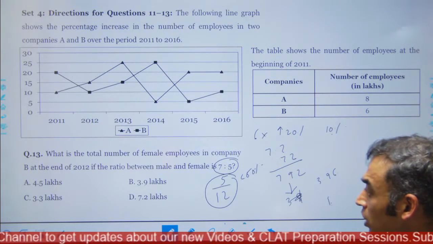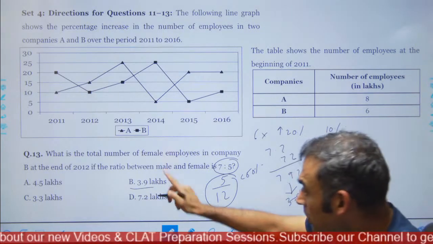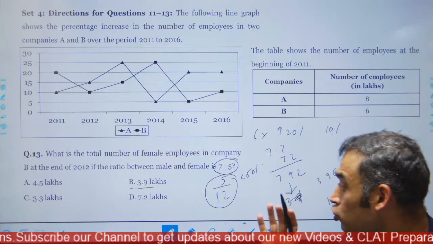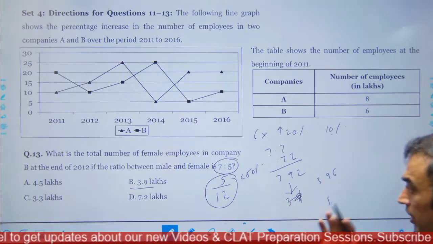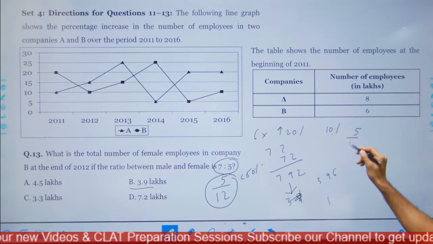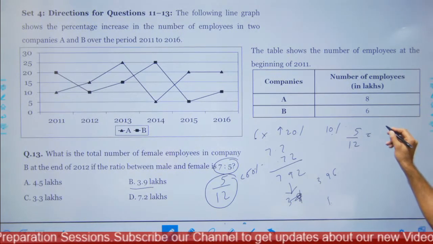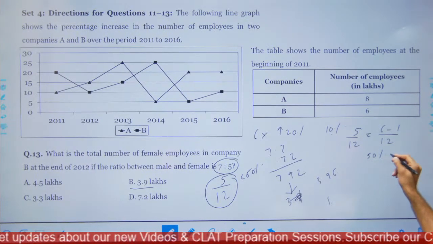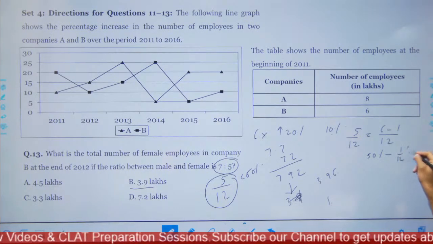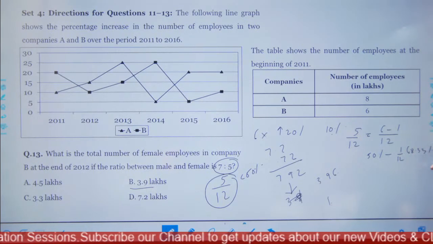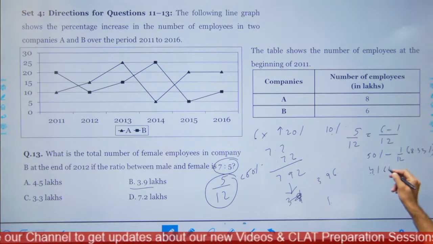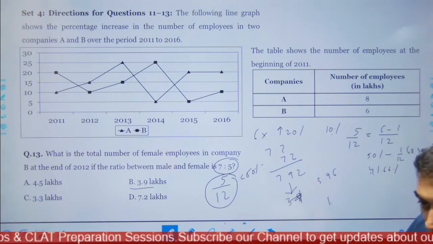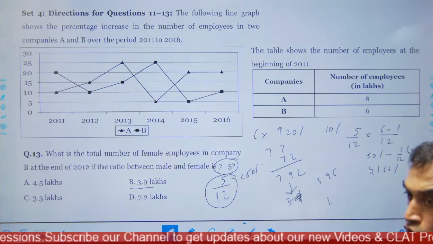नाउ आई गॉट टू वैल्यूज हियर, 3.9 का डबल करेंगे 7.8 है, and I've got a value 3.3 lakh. So we have to choose between them. So what we'll simply do is, we know 5/12 जो है होता कितना है? 5/12 is nothing but 6 minus 1/12, which is equal to 50% minus 1/12, which is 8.33. So this is effectively a 41.66%, or very close to 40%.